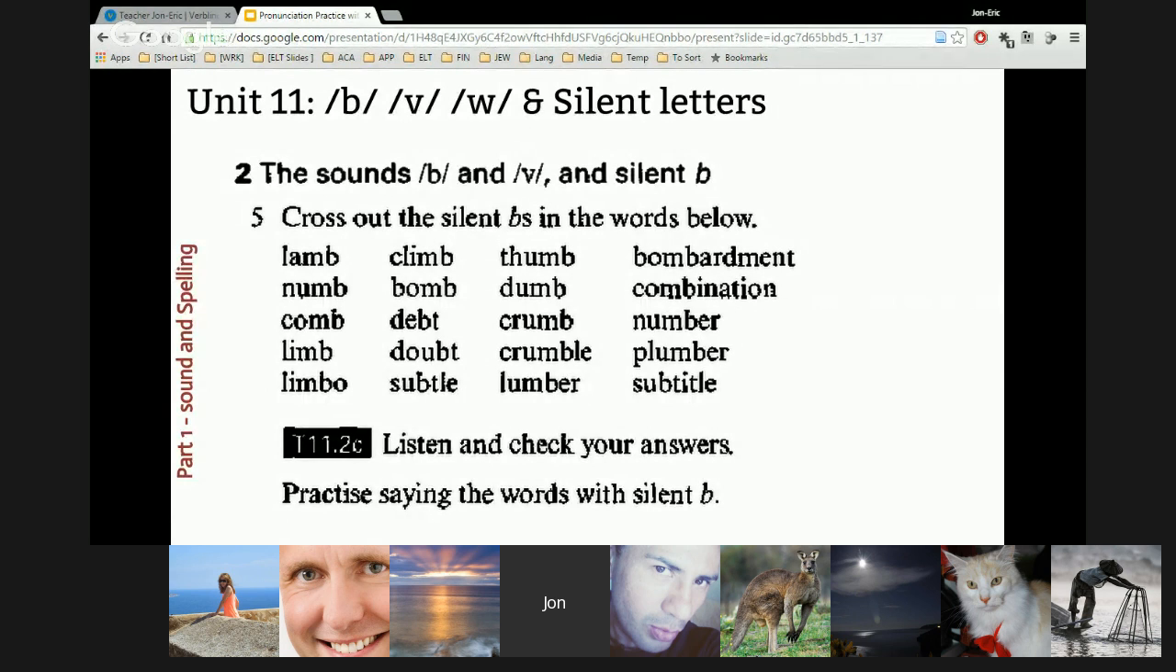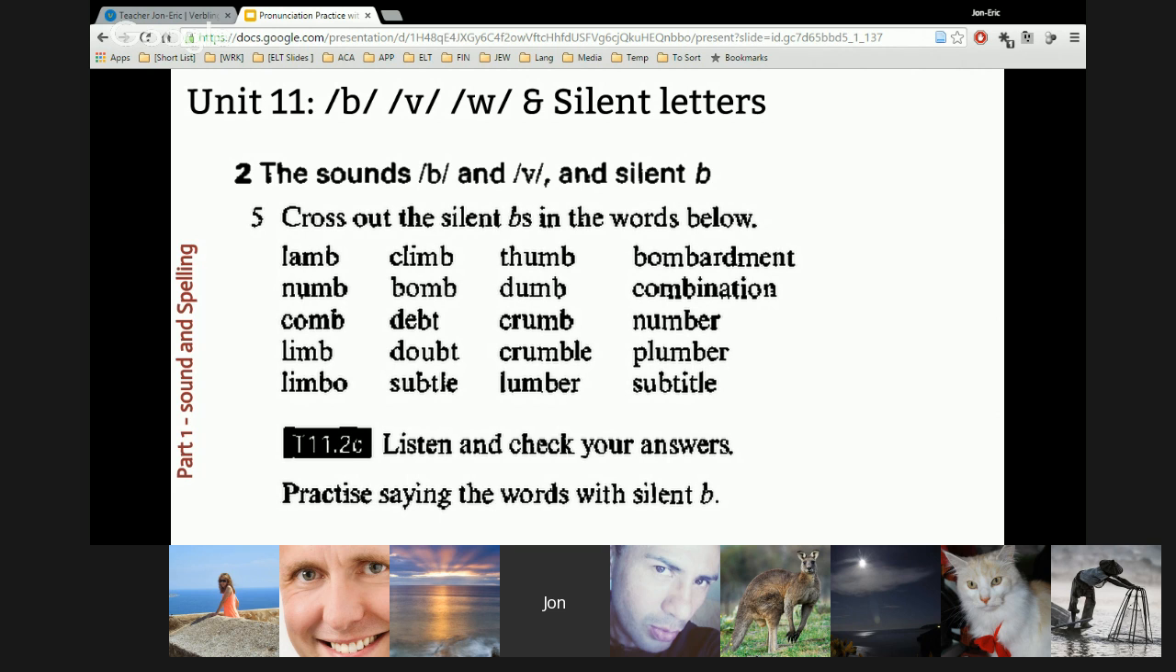Lamb. No, silent. Try again. Lamb, without the b. Lamb. Good. Let's go across. Row 1. Go across, not column. Okay. Climb. Are you saying the B? No. Climb. Good. And thumb. Good.